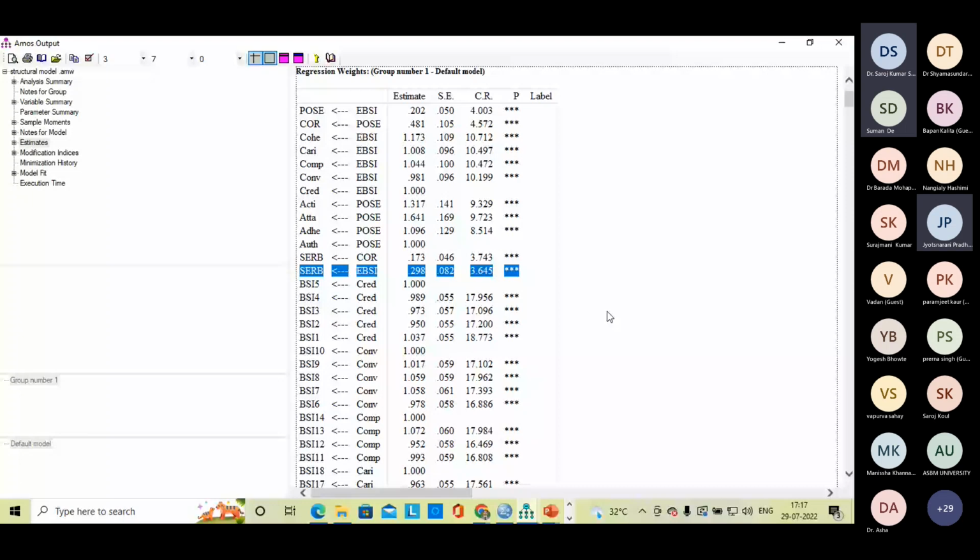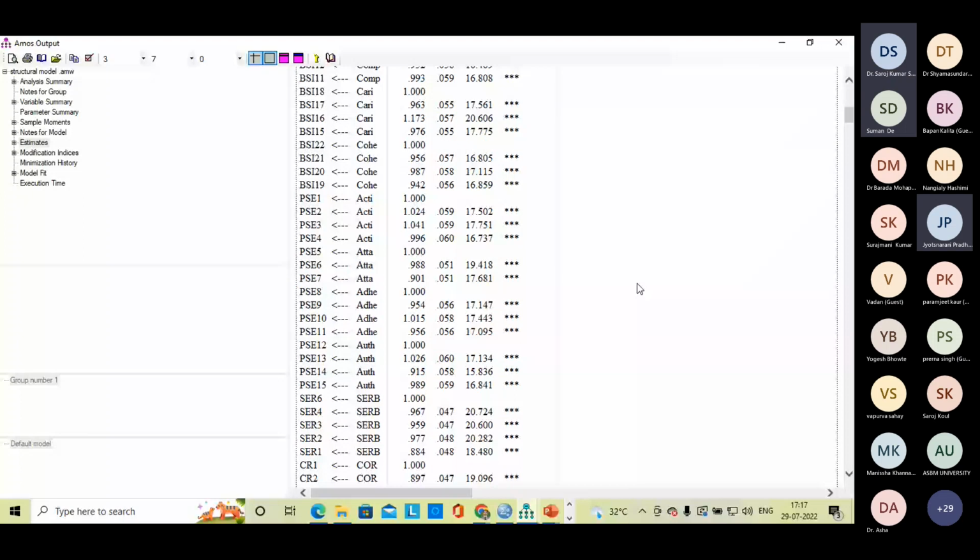So these four relationships are the four structural model relationships. Clear? These are all significant.